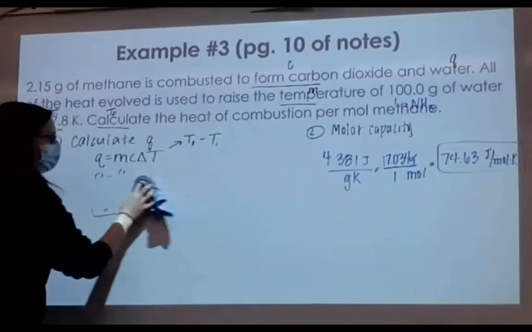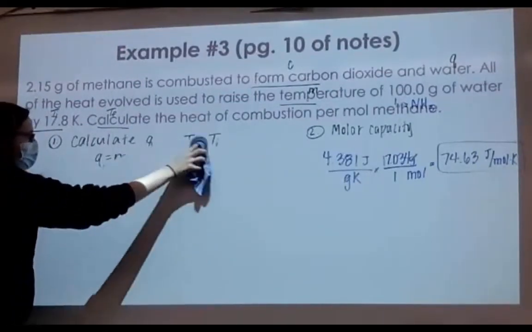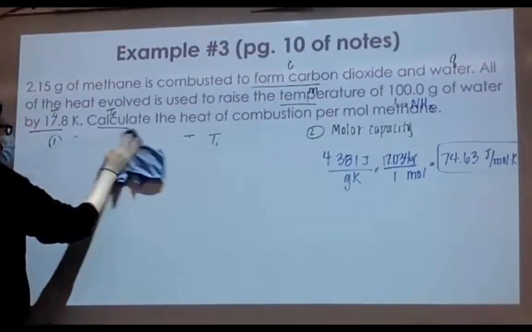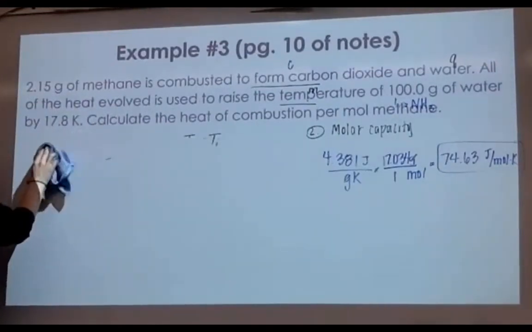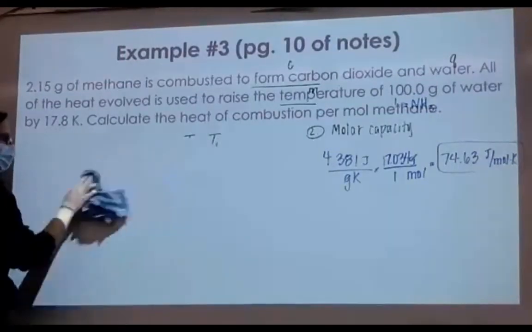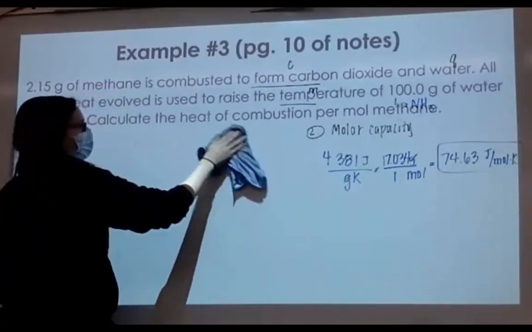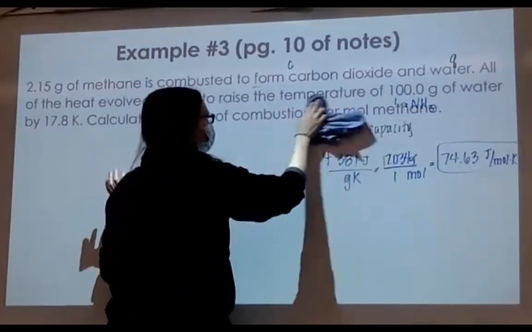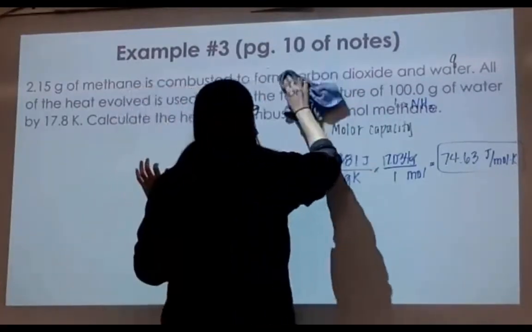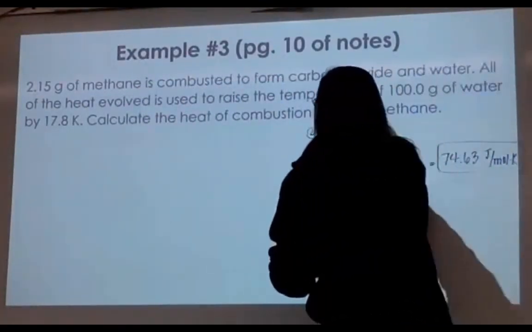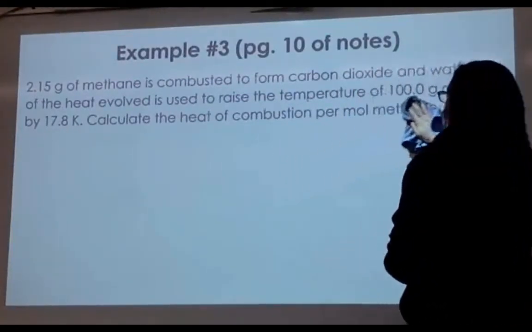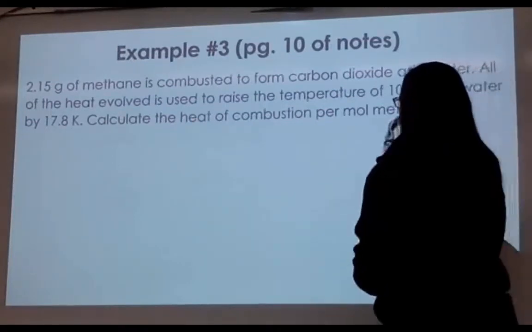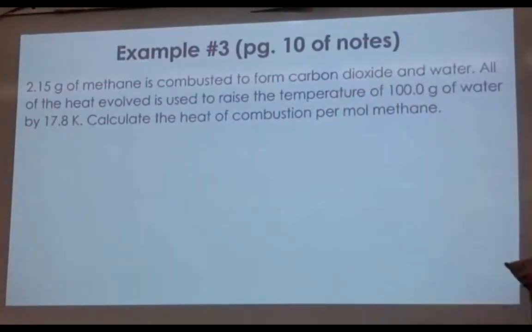So now we're going to look at the difference really between Q and delta H. If we look at example 3, this says 2.15 grams of methane. Methane is CH4. Is combusted to form carbon dioxide and water. So we have a reaction that's taking place. All of the heat evolved is used to raise the temperature of 100 grams of water by 17.8 Kelvin. Calculate the heat of combustion per mole of methane.